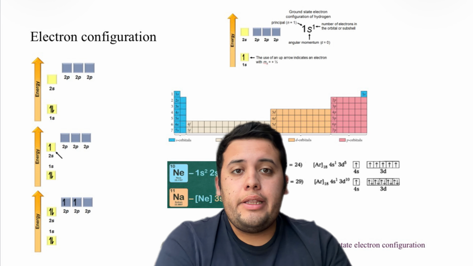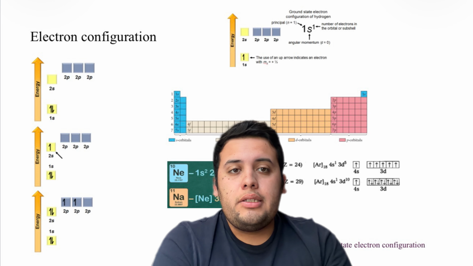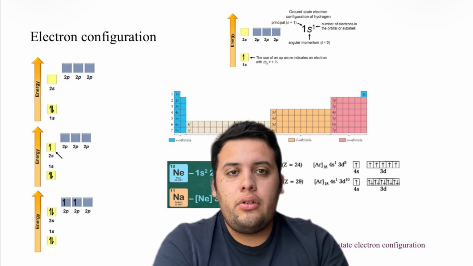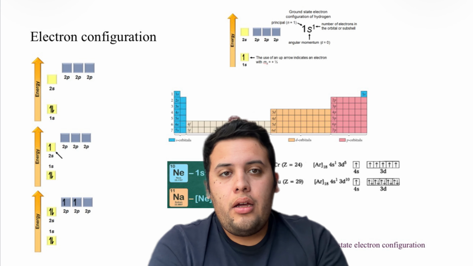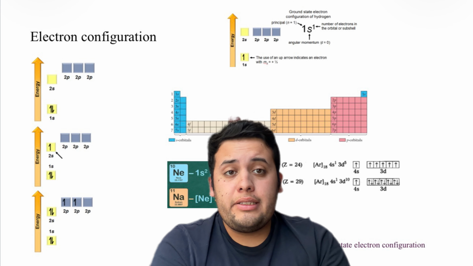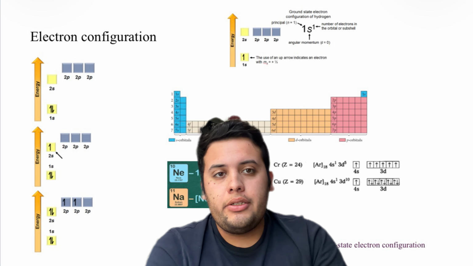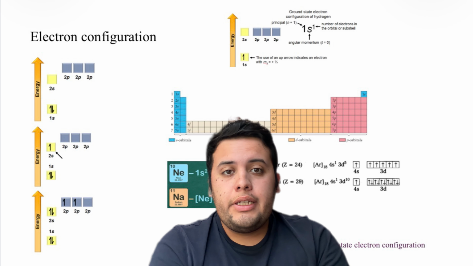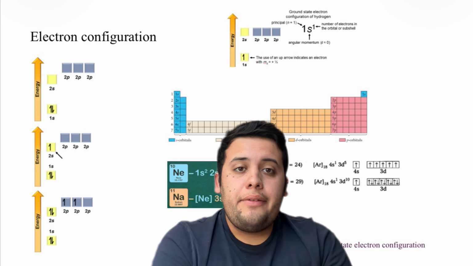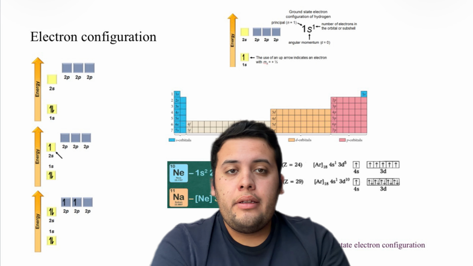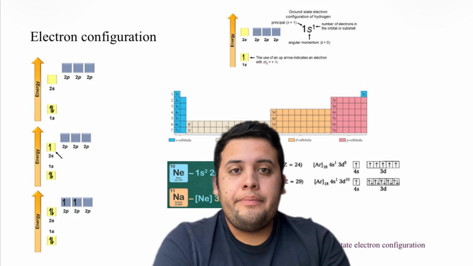In summary, electron configuration describes how electrons fill orbitals using the Aufbau principle, the Pauli exclusion principle, and Hund's rule. Understanding electron configuration allows chemists to predict the structure, the stability, and the reactivity of the elements.